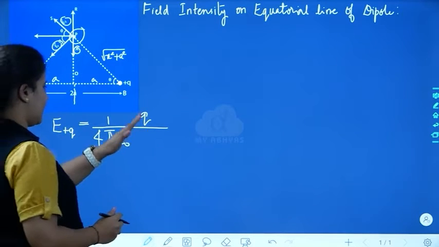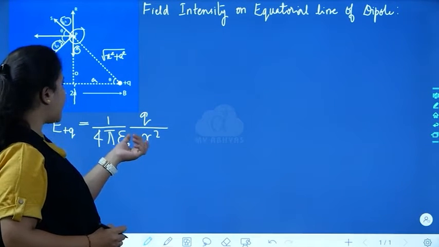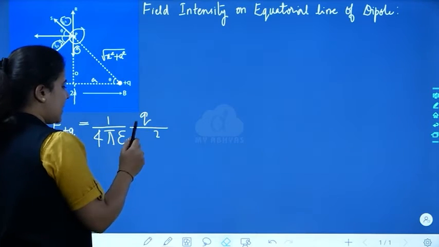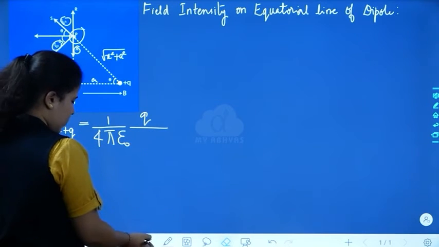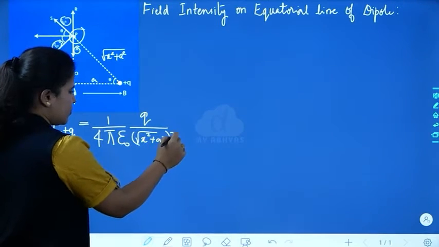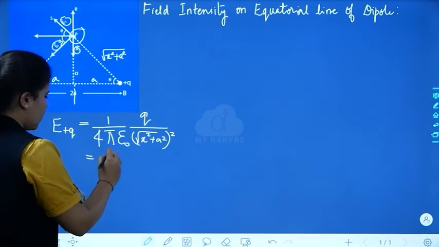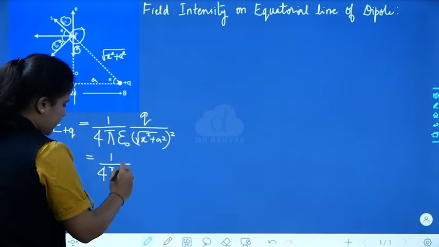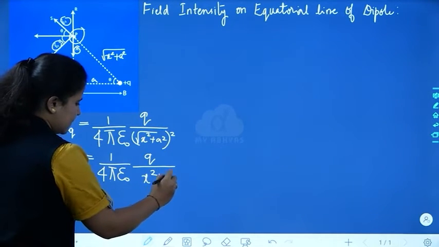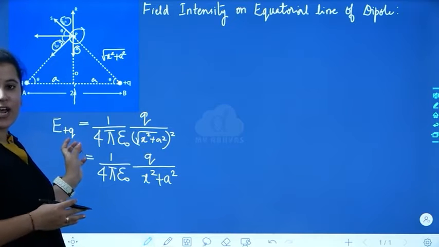So when I put it here, this is actually r square. Now in the place of r, I have root of x square plus a square. So instead of r, I'll be placing root of x square plus a square, the whole square. So what happens? Square root and square get cancelled, and I'll be getting 1 divided by 4 pi epsilon naught q divided by x square plus a square. Clear? So this is the electric field intensity due to the charge plus q.